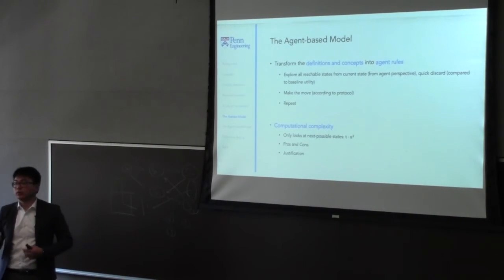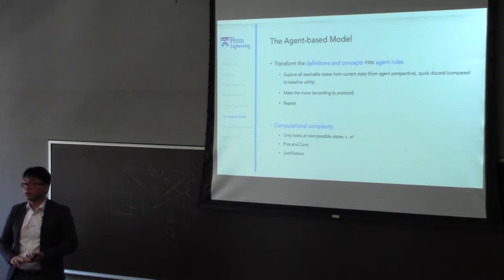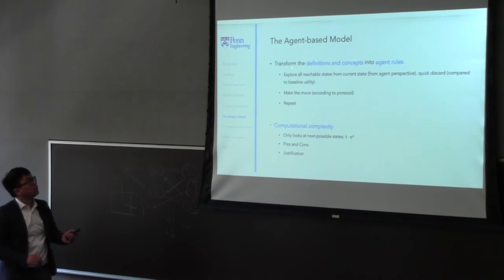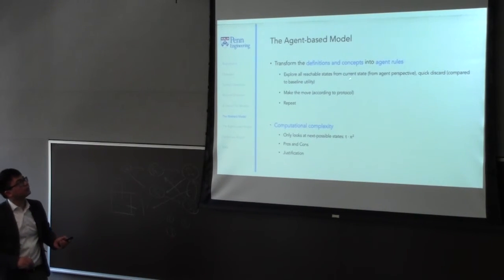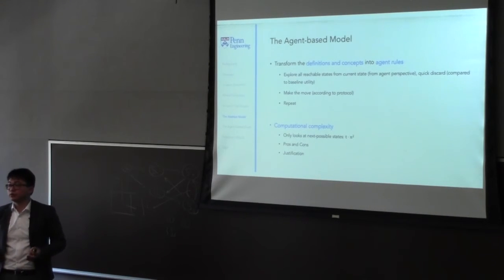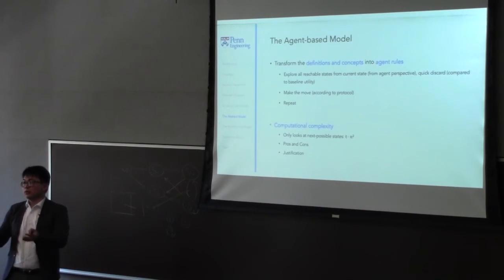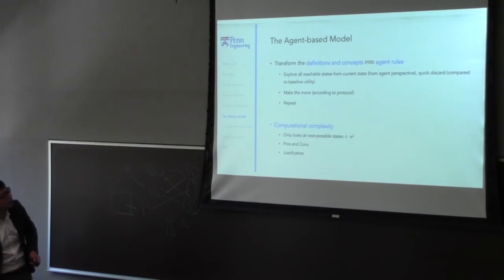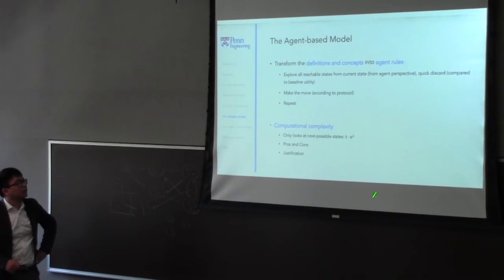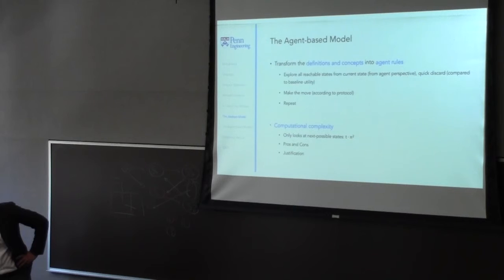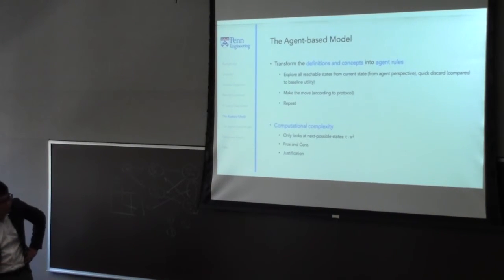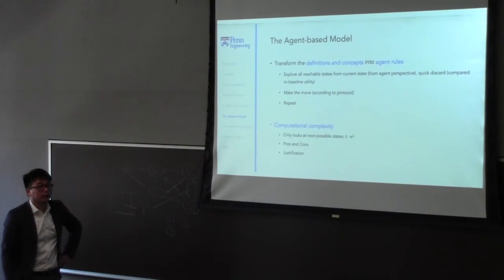That way, you do a quick comparison and can discard a good number of reachable states, that is, states one player different from the current situation. And by only exploring the reachable states from the current state, you dramatically reduce the actual computational space you have to explore. Then you make the move according to the protocol and repeat the whole process. If you only look at the next possible state and simulate, say, t ticks, so everything is discrete, you have a computational complexity bounded by Big O of t times n to the power of 2.